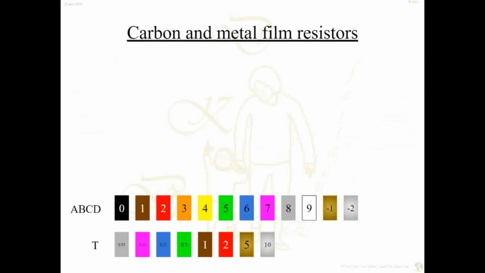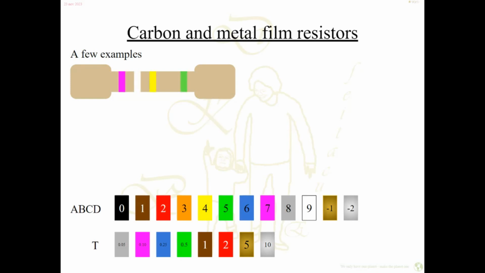Let's do some examples to show you how you can work with these. Let's take this one, for instance. Violet, white, yellow, and finishing off with a green T band, recognized by the space between them. Violet, that's a 7. White is a 9. This is a carbon film resistor, so the third band means the exponent of the power of 10. So 7, 9, 79. There's no dots in between. Times 10 to the power of 4, with a tolerance of plus or minus 0.5%.